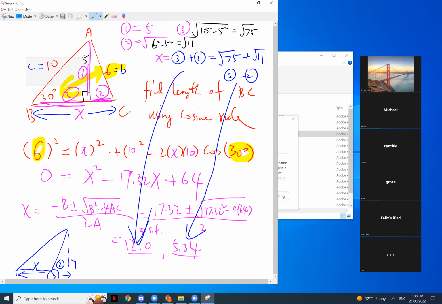So this question, we revise the Pythagoras, and the cosine rule. Let's check sine rule.